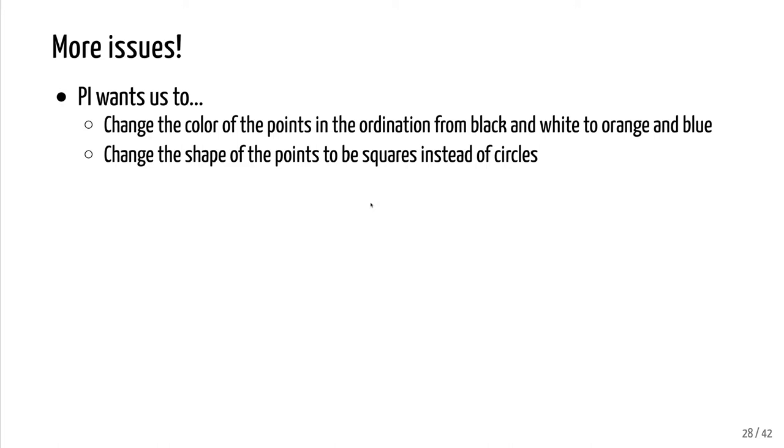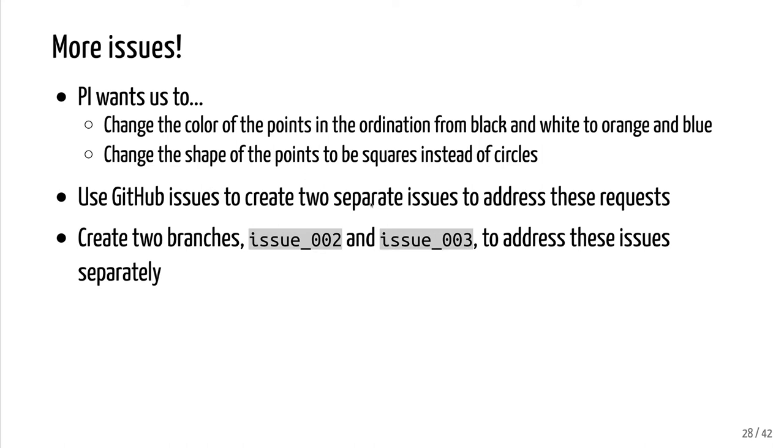So, more issues. The PI wants us to change the color of the points in the ordination from black and white to orange and blue. We might also want to change the shape of the points to be squares instead of circles. So we're going to use GitHub issues to create 2 separate issues to address these, and we'll create 2 branches, issue 2 and issue 3, to address the issues separately.